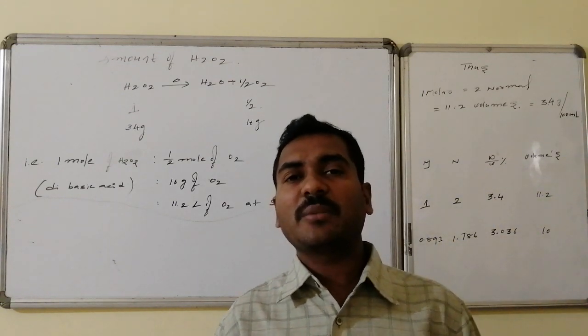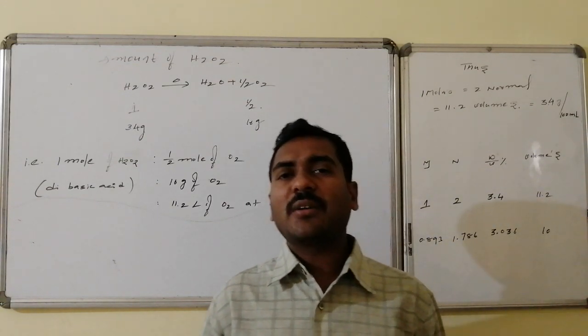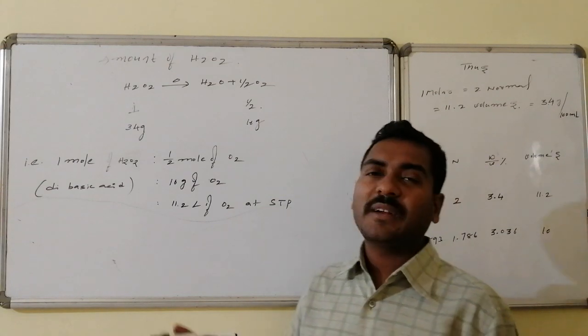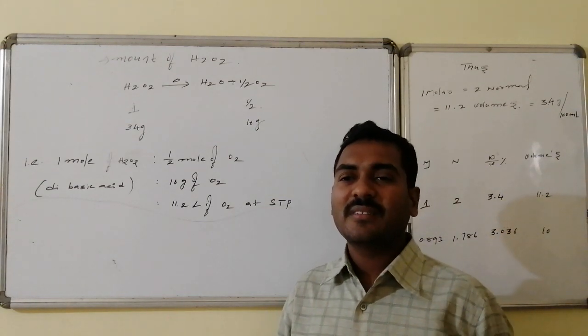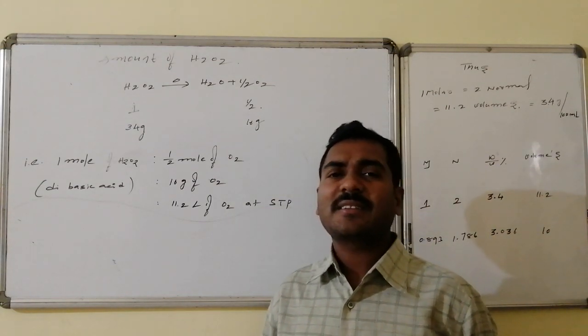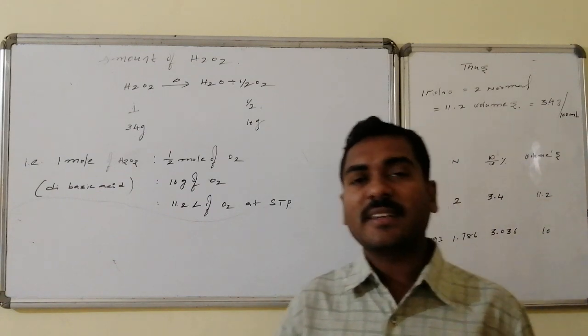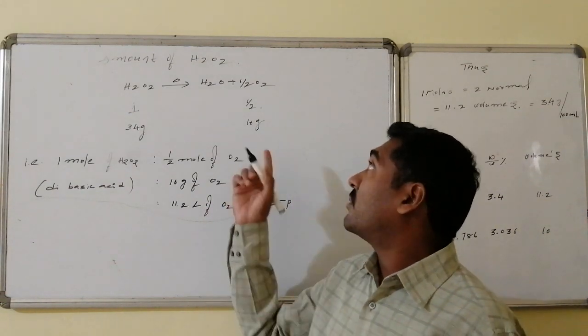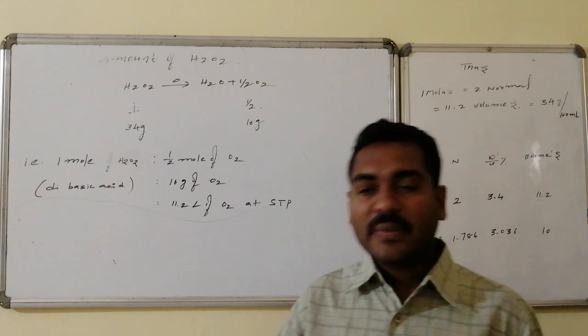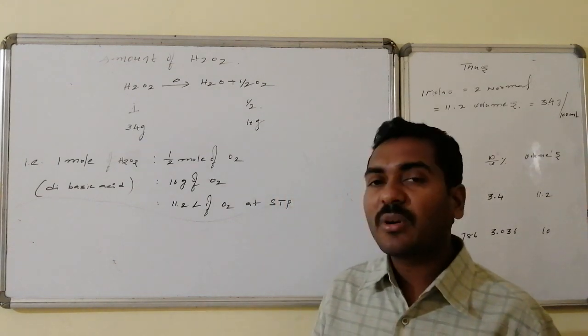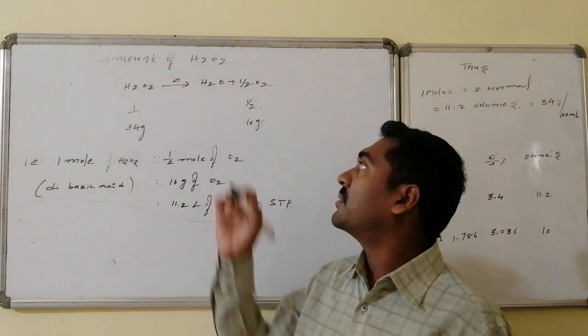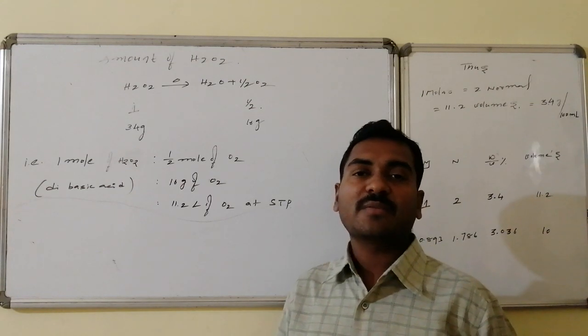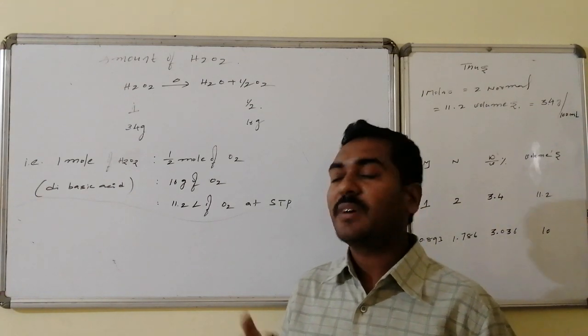What happens when hydrogen peroxide is heated? Hydrogen peroxide on heating, otherwise hydrogen peroxide under high temperature with respect to the metals as catalyst, undergoes decomposition in such a way that leads to the formation of water followed by oxygen. If I write the balanced equation, 1 mole of hydrogen peroxide is converted to 1 mole of water plus half mole of oxygen.